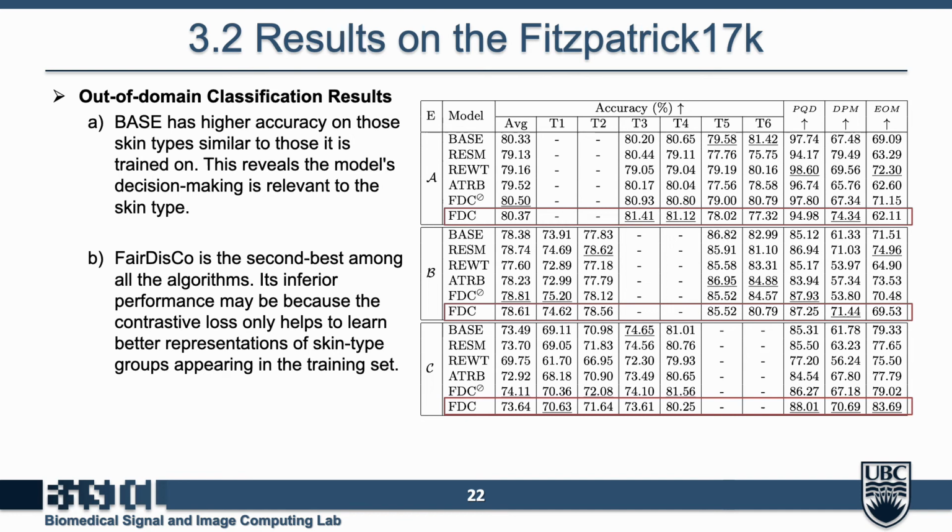In addition, FairDisCo is the second best among all the algorithms. We think its inferior performance compared with FairDisCo without contrastive learning is because the contrastive loss only helps to learn better representations of skin type groups appearing in the training set. However, the out-of-domain classification task has a large diversity across skin types between the training and test sets.